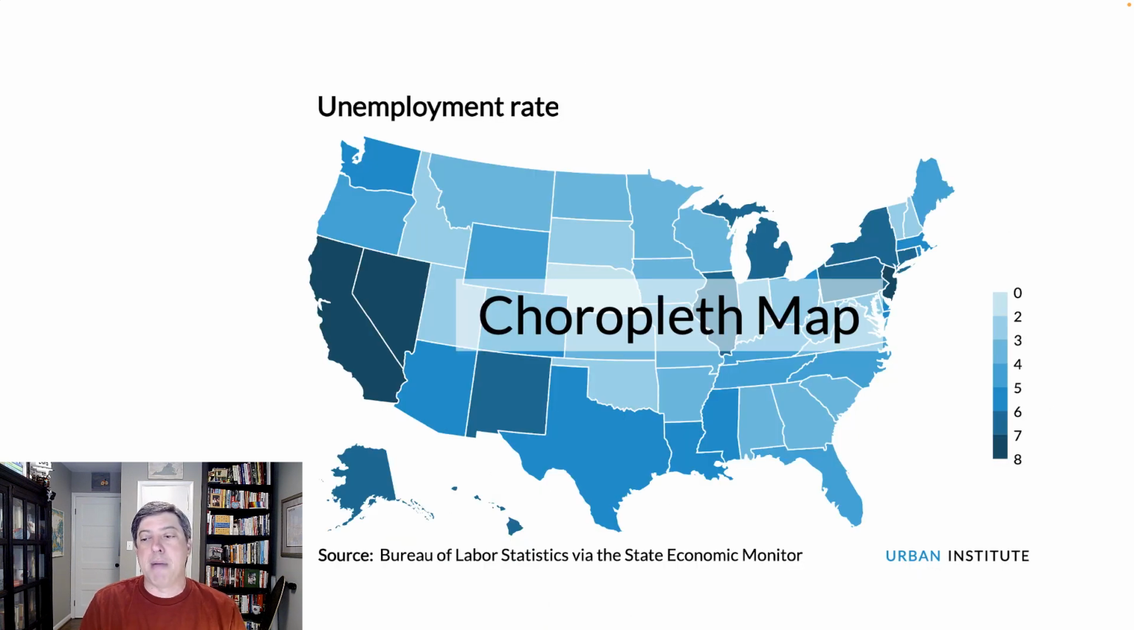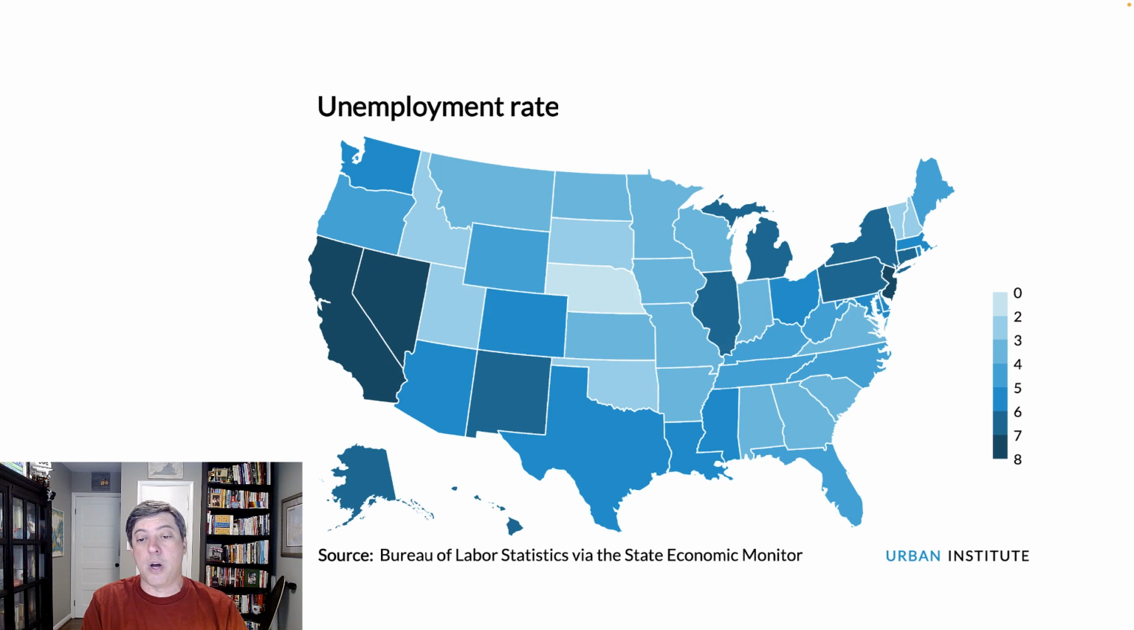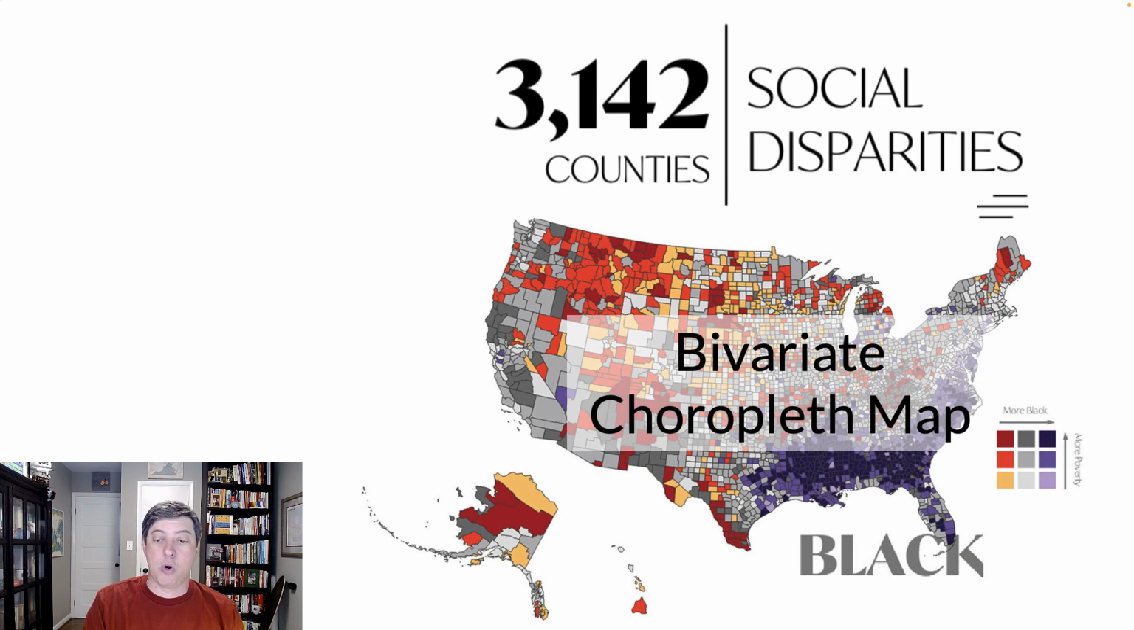This is a choropleth map. You've probably seen many of these before. This choropleth map is showing the unemployment rate in states across the United States. This is using a blue sequential color palette, so we have light blue colors corresponding to low unemployment rates and dark blue colors corresponding to high unemployment rates. So you've probably seen maps like this before. Well, the bivariate choropleth map, which is what you see here, is very similar, but instead of showing one variable, it's going to show two variables.